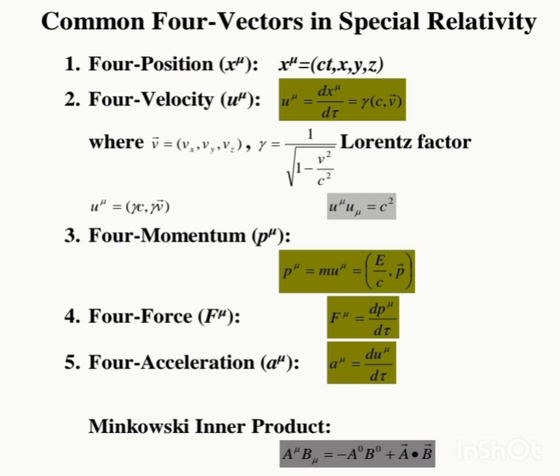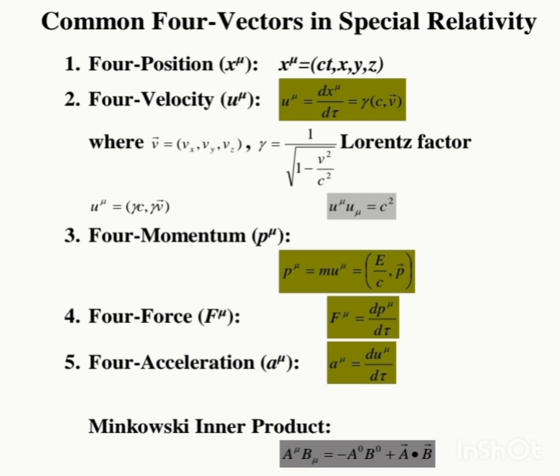The four velocity always has a magnitude of c² in the space-time metric, that is u^μ u_μ = c², regardless of the particle's position.